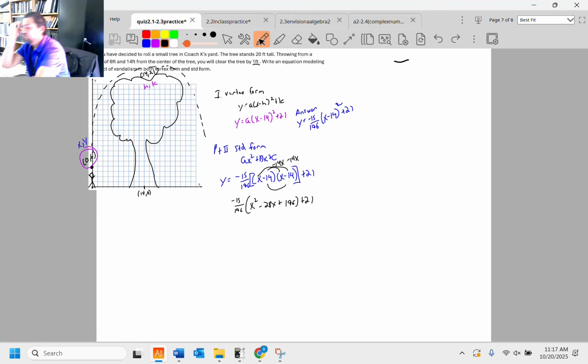And it's going to be ugly. But anyways, we're going to use the distributive property. Negative 15 196th x squared. Let's see what this one's going to be. Let's see if that cleans up any.